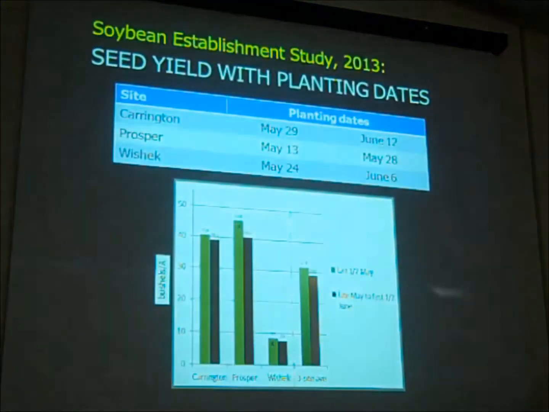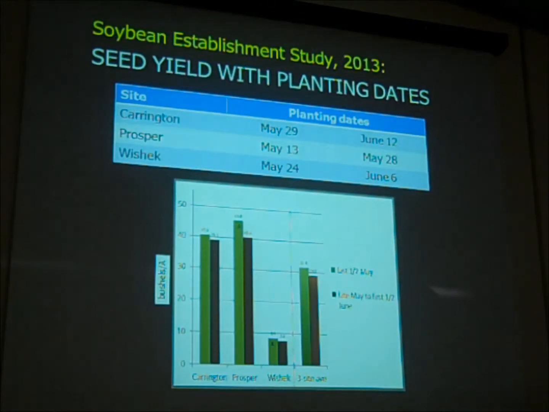So here's what we did this year. Three sites and the planting dates. Notice the earliest was May 13th at Prosper, and then we went into June. And then down below is actual data, maybe a little bit hard to read, but even at Wishek, where we had single-digit yields, when we planted earlier, we statistically saw a yield increase, although not much there.